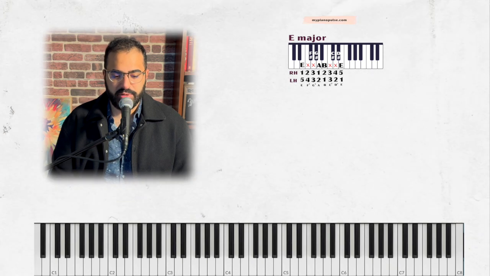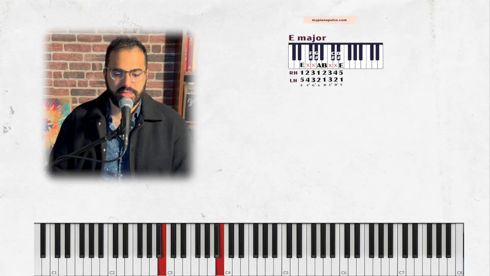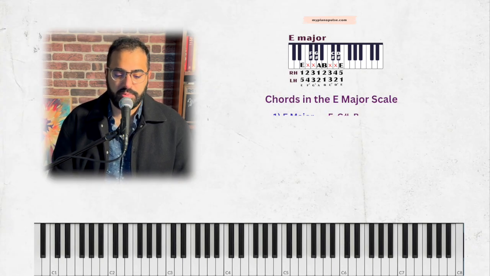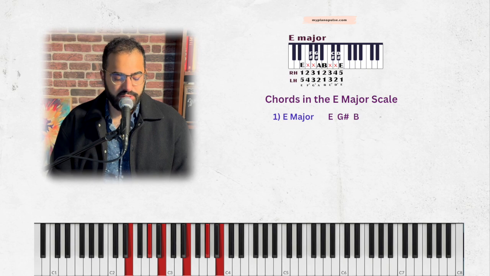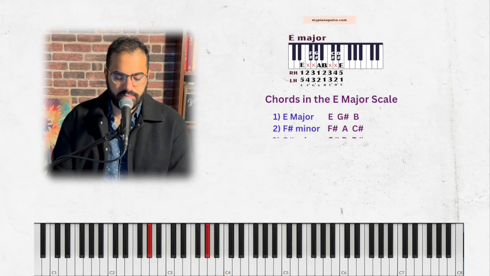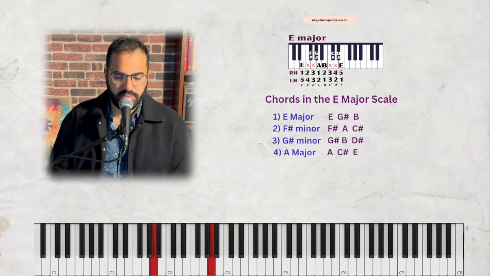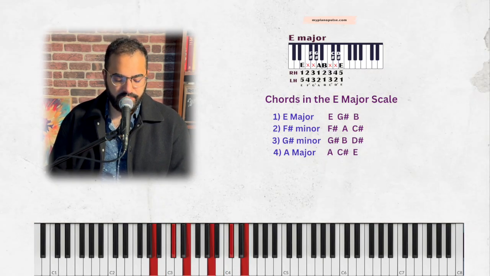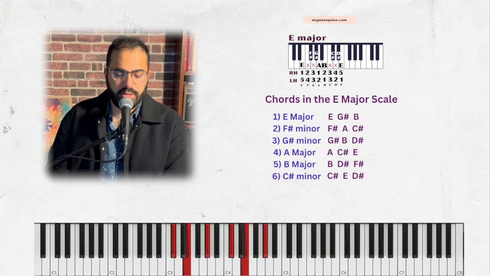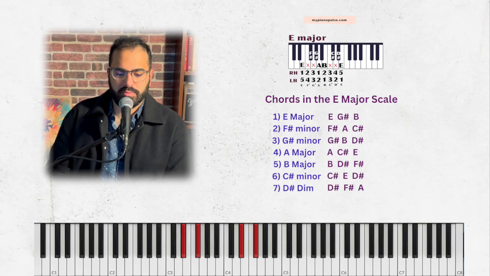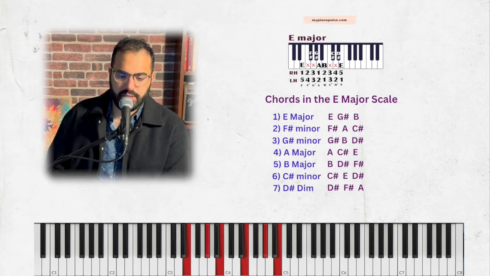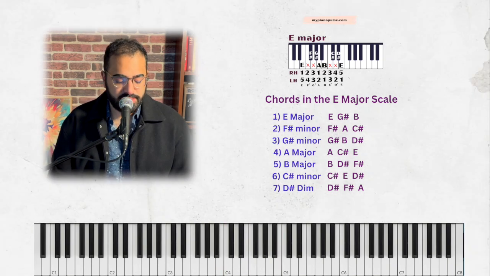And each note in the scale, we have E, F sharp, G sharp, A, B, C sharp, D sharp, E, has its own chord. So he could choose the E major chord, the F sharp minor chord, the G sharp minor chord, the A major chord, the B major chord, the C sharp major chord, and the D sharp diminished chord. And you go back to the E major. So he has 7 chords to choose from.